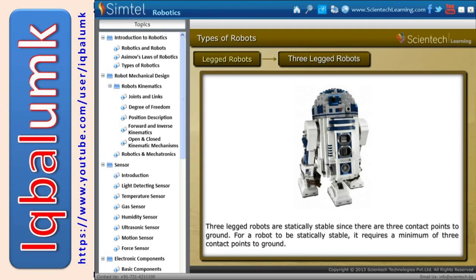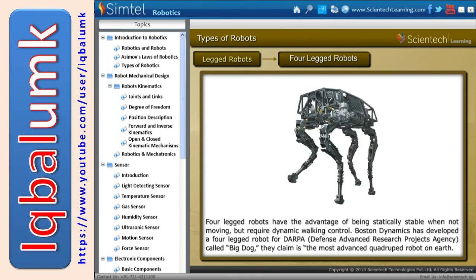Now, four-legged robots. Four-legged robots have the advantage of being statically stable when not moving, but require dynamic walking control. Boston Dynamics has developed a four-legged robot, for DARPA, called BigDog. They claim that this is the most advanced quadruped robot on Earth.